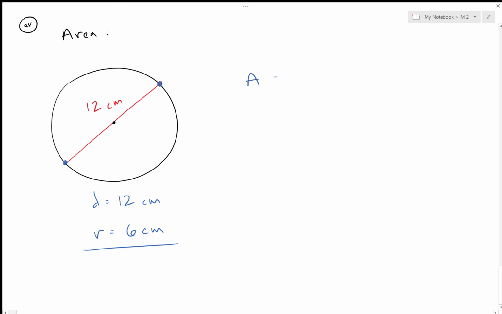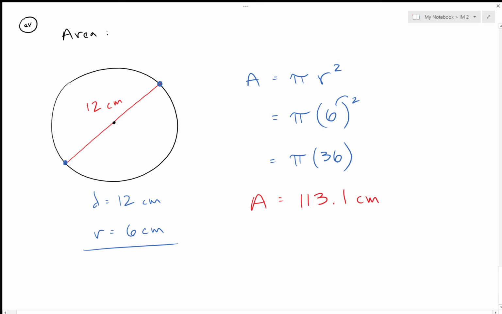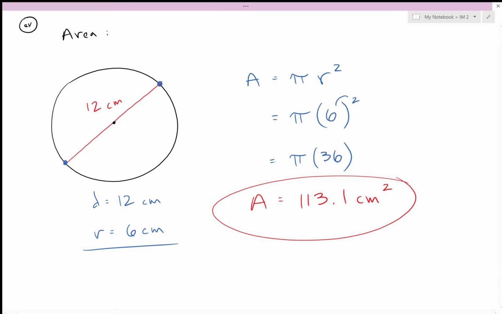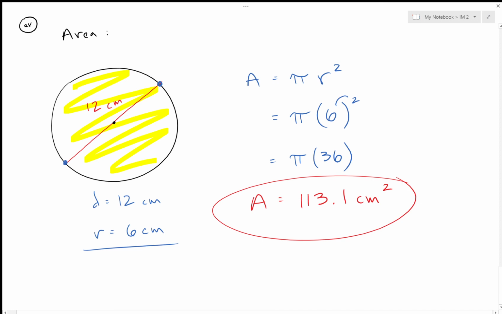And my area equation is pi r squared. So pi, and instead of r, I'm plugging in 6, but still need to square it. So that's a pi times a 36, because 6 squared is 36. And then pi times 36, the area comes out to 113.1 centimeters, but area always has to be squared. All right, so we found the inside area of this whole thing, a little bit more than 113 centimeters squared.